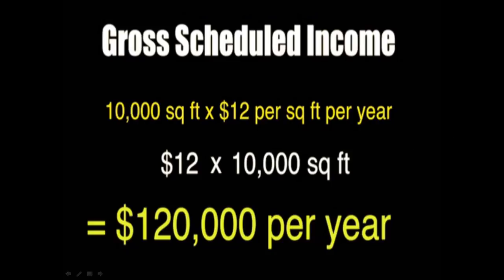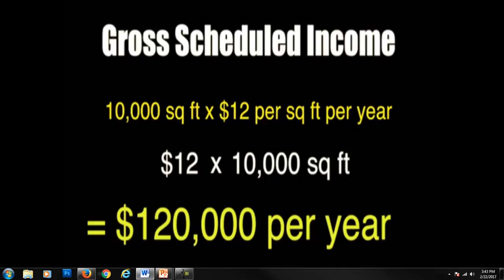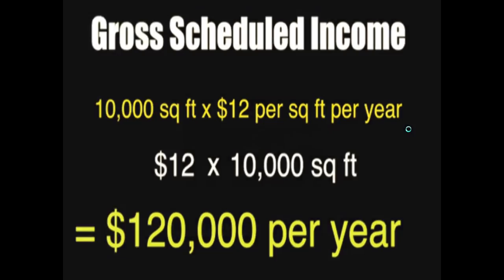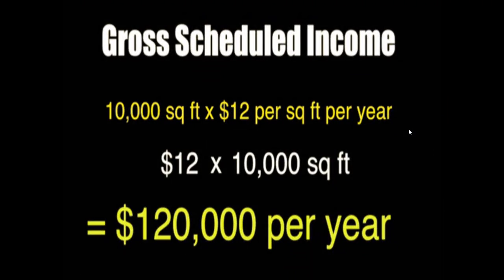For those of you who are new to real estate, by the way, when you hear a price per square foot for office or retail or warehouse, it usually means per year, not per month. So again, we multiply $12 times 10,000 square feet, and we get $120,000 per year if it were completely rented and every square foot was rented all year long.